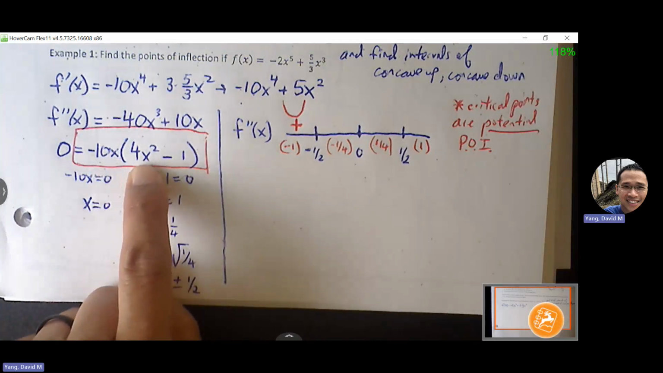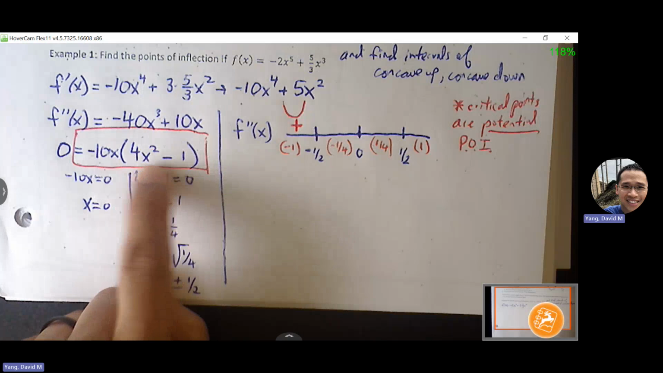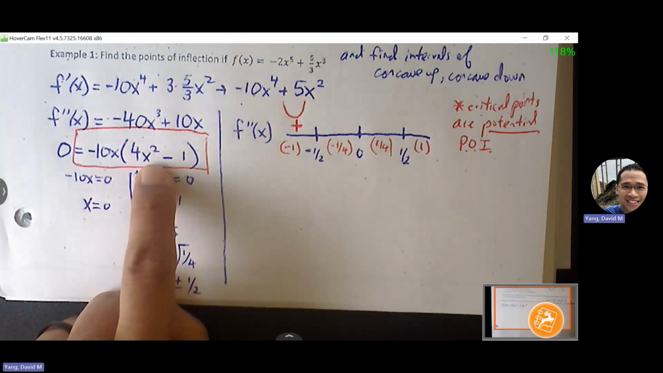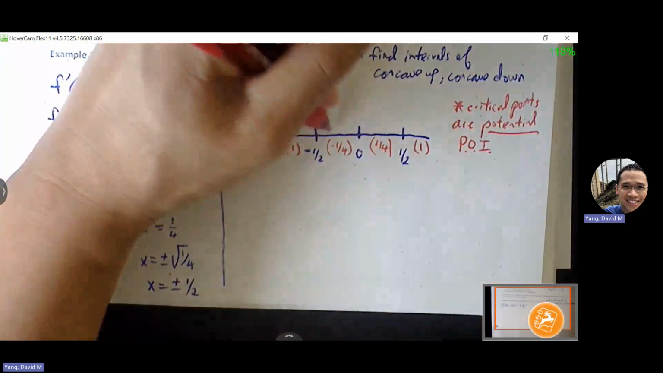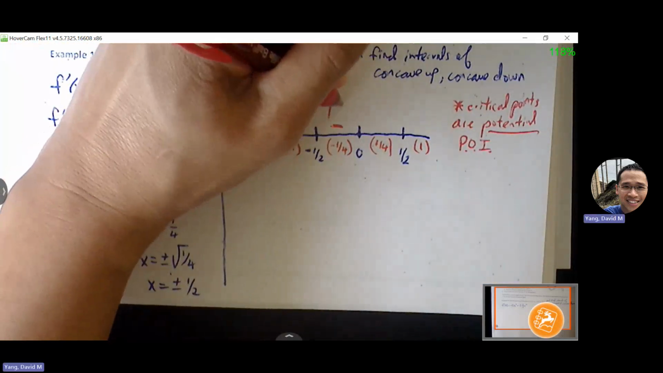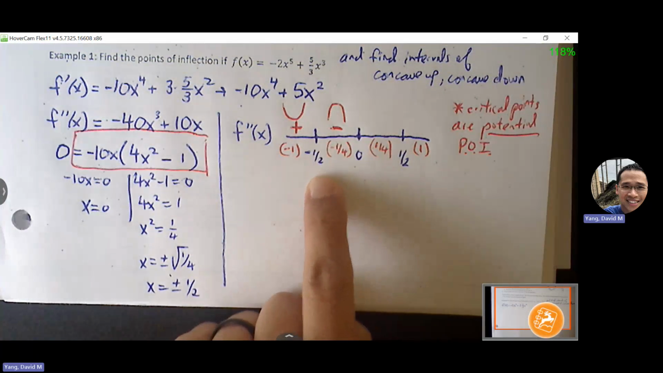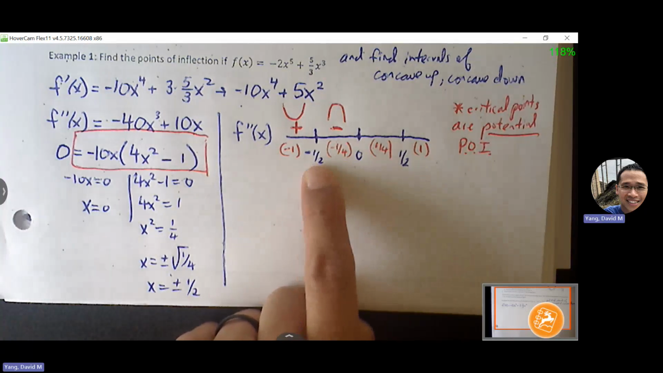Now 4 times 1/4 squared. That's 4 times 1/16. That's going to give you a value less than 1. So 1/4 minus 1 is going to be negative. So I have 3 negatives. So 3 negatives will stay negative. So my graph actually does change to concave down, which means that -1/2 is now a confirmed point of inflection. There's actually a change in sign. We can call this critical point now a point of inflection.